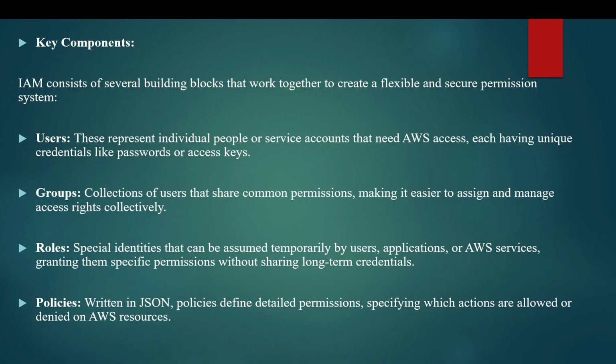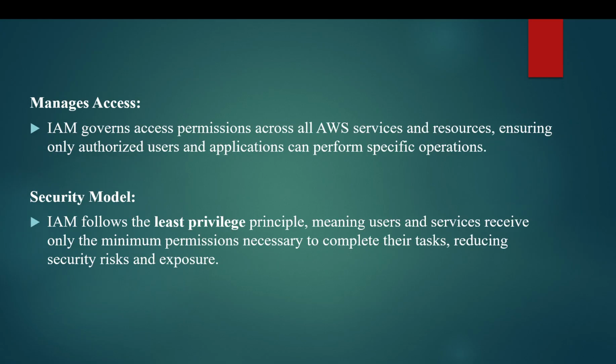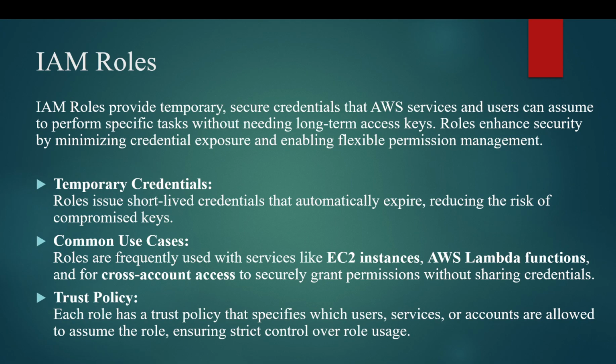Policies, written in JSON. Policies define detailed permissions, specifying which actions are allowed or denied on the AWS resources. Manages access. IAM governs access permissions across all AWS services and resources, ensuring only authorized users and applications can perform specific operations. Security model. IAM follows the least privilege principle, meaning users and services receive only the minimum permissions necessary to complete their task, reducing security risk and exposure.